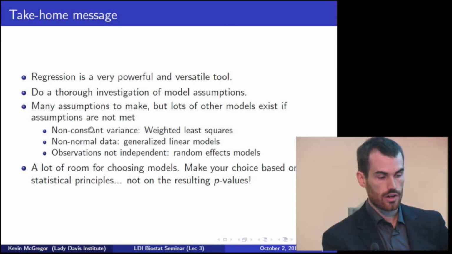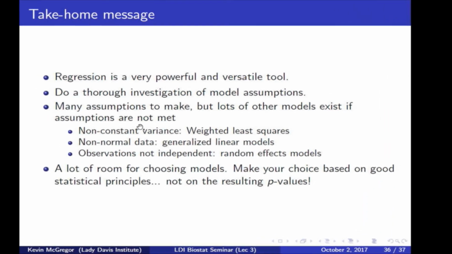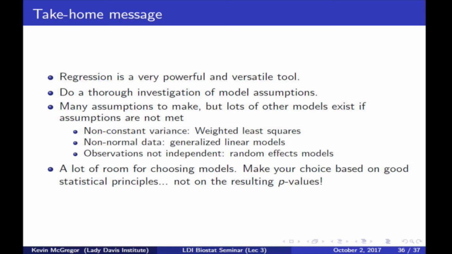So if you have non-constant variance, and let's say you tried a couple of transformations and that didn't work well either, well, there's a whole new method called weighted least squares you can use for that. If you have non-normal data, well, there's a huge branch of mathematics out there called generalized linear models where you assume different distributions for your outcome variable. And if you don't have independence of your observations, then you have something called a random effects model.